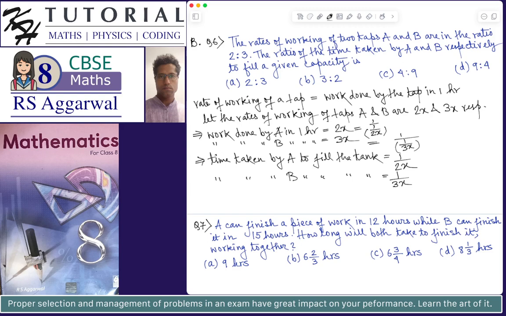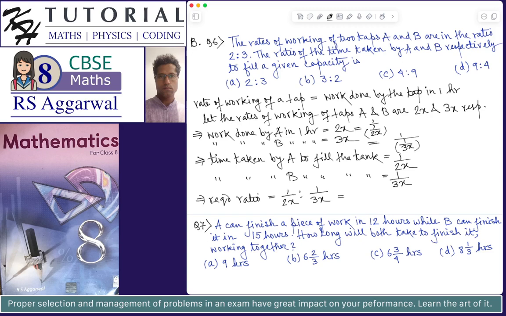So we have found that the time taken by A to fill the tank is 1 by 2x and the time taken by B to fill the tank is 1 by 3x. So this implies that the required ratio is equal to 1 by 2x is to 1 by 3x.